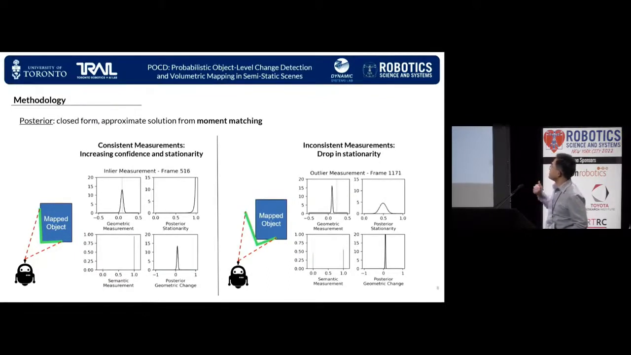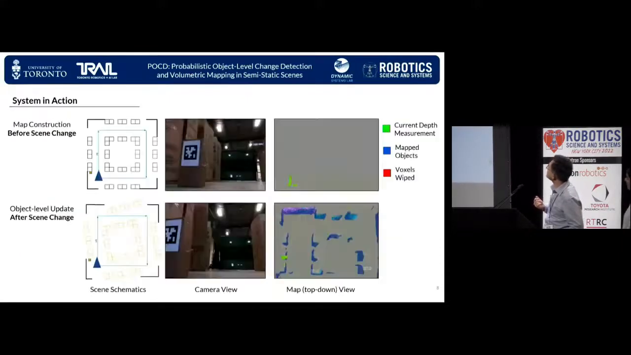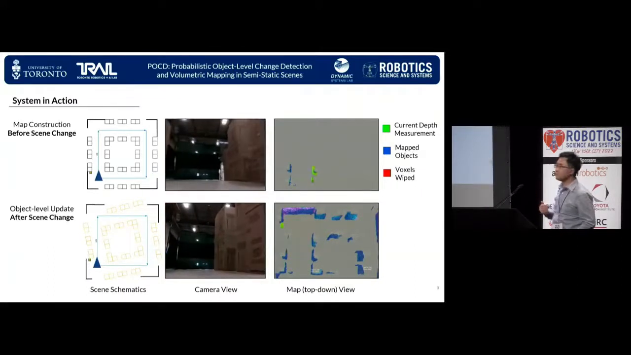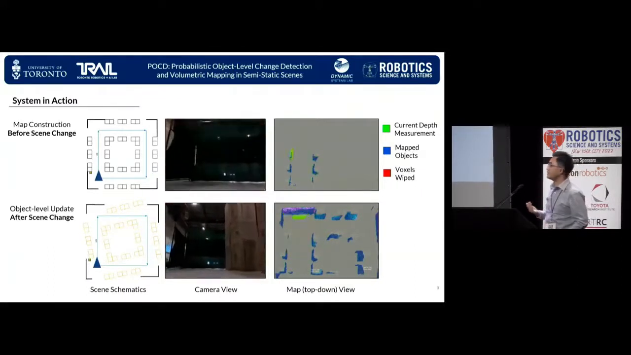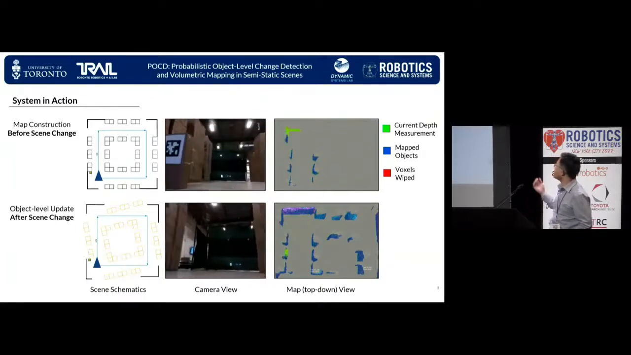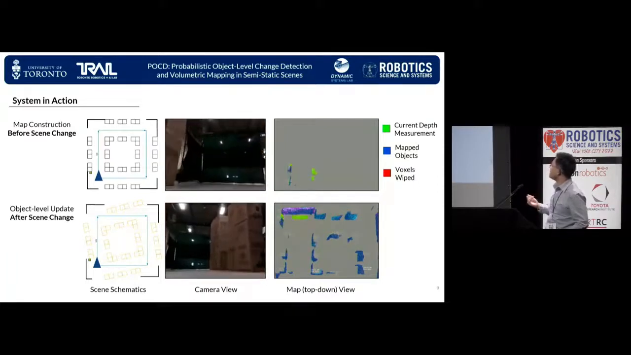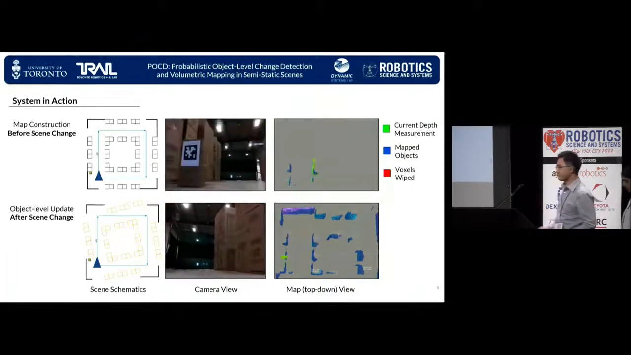On the left, we can see that under consistent measurements, both the object state confidence and stationarity increase. And under inconsistent measurements, in the scene on the right, we see a huge drop in stationarity. We evaluate our system on a robot in a warehouse. As in the top row, our system constructs a volumetric object-aware map from scratch when first deployed. And after scene changes in the bottom row, our system discards the changed objects when sufficient observations are made.